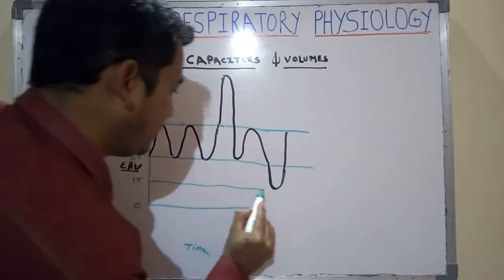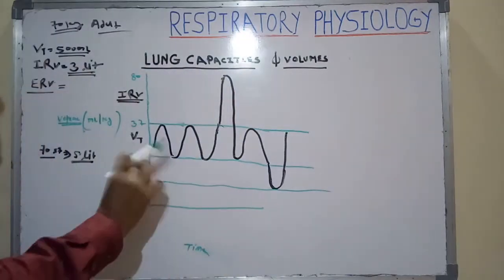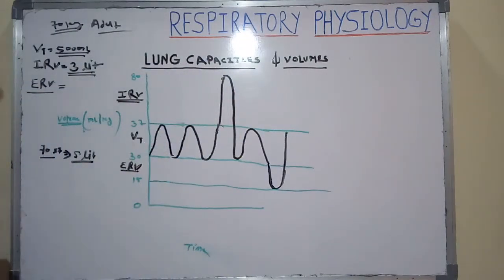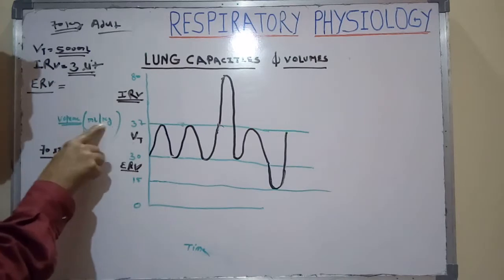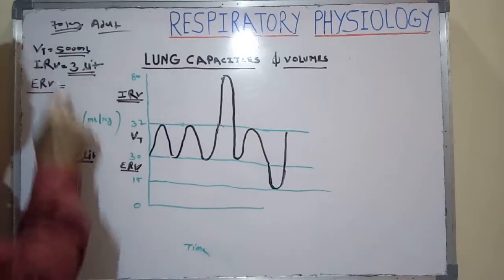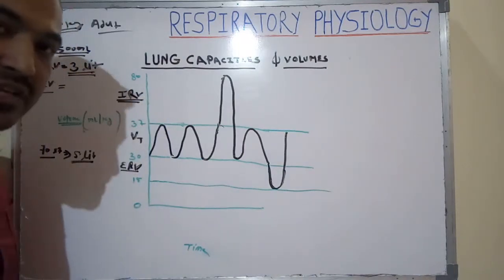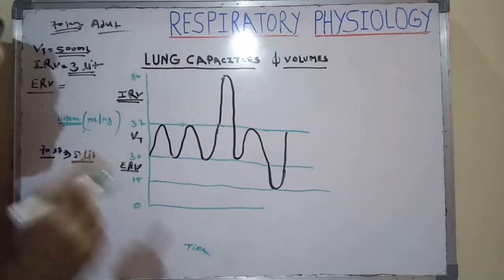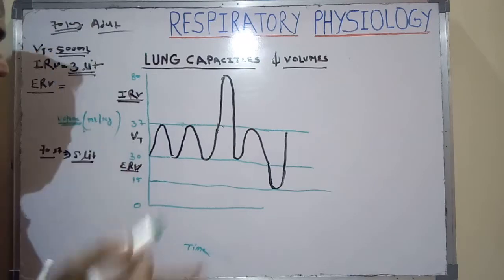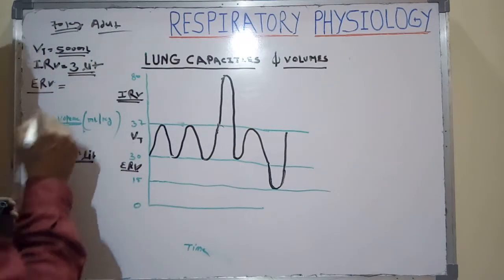Okay, so that you should not get confused. This value is 15. So what is the value? 15 into, this is 15 ml per kg. So for 70 kg it will be 15 into 70. That comes around 1 liter. Okay, 15 into 70, that is coming around 1 liter.